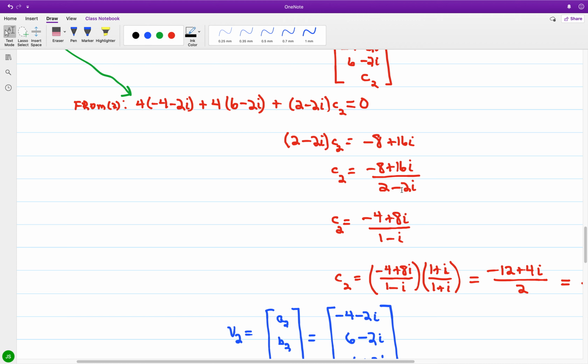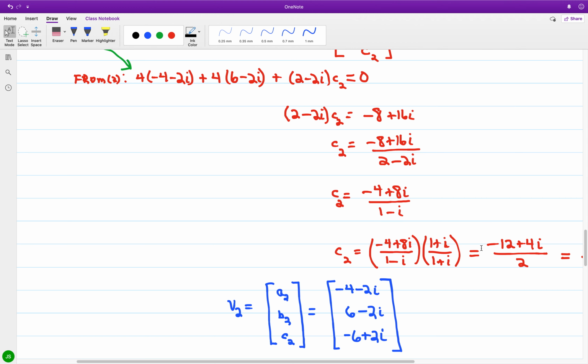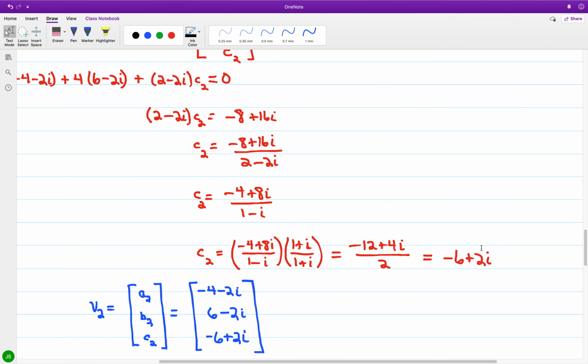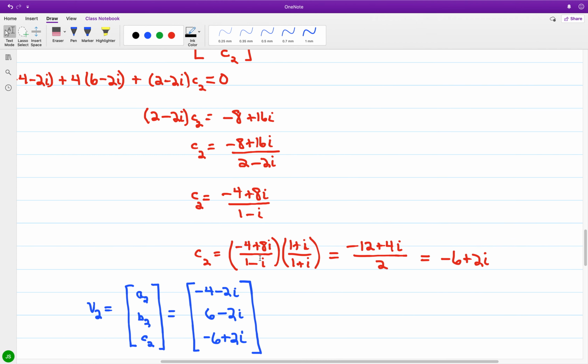Here we have even numbered coefficients, and we can just take half of everything and still lie in the same proportion. We have negative 4 plus 8i over 1 minus i, and then getting it into a standard complex number, we can take the ratio and multiply by 1 in the form of the conjugate of the denominator divided by itself. And for c of 2, this will lower to negative 6 plus 2i.